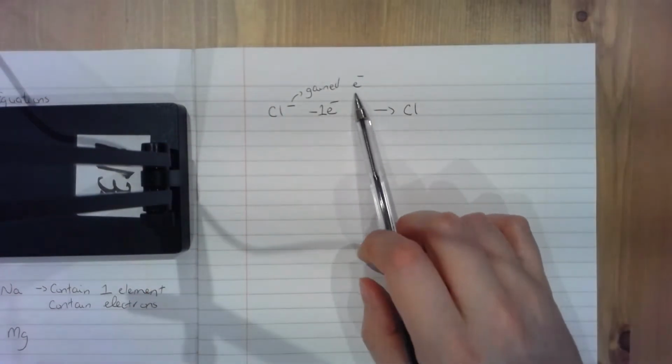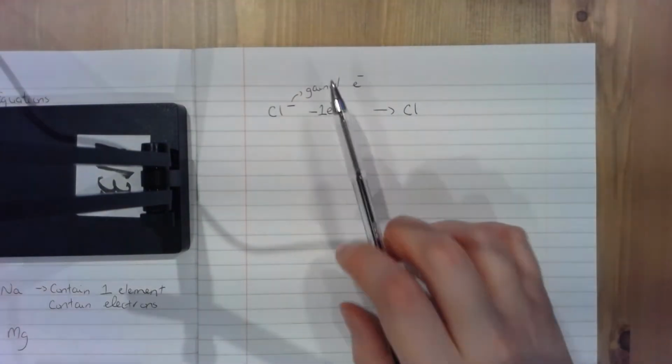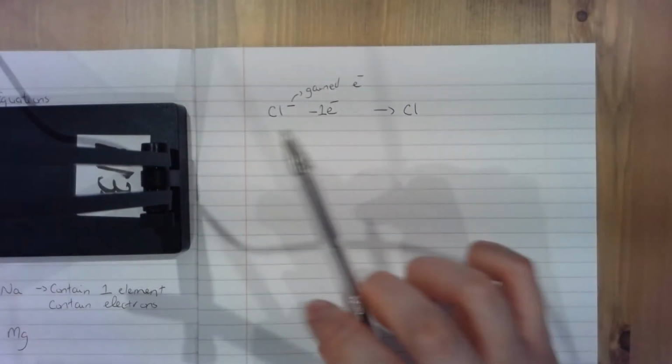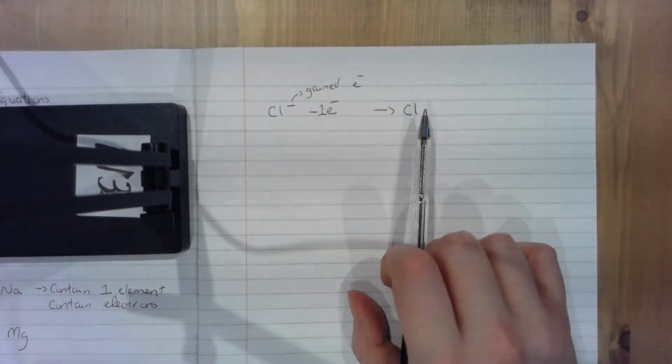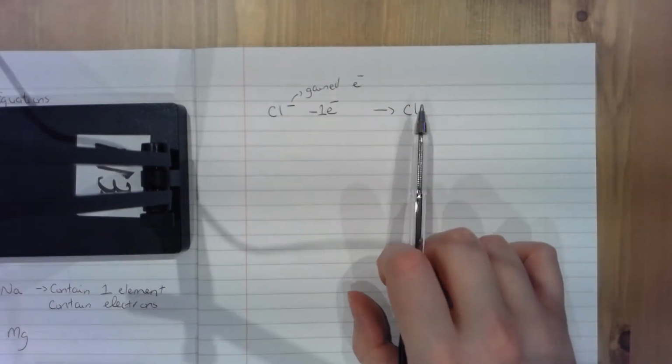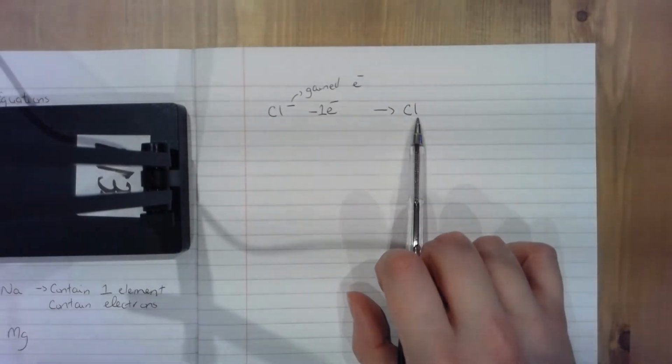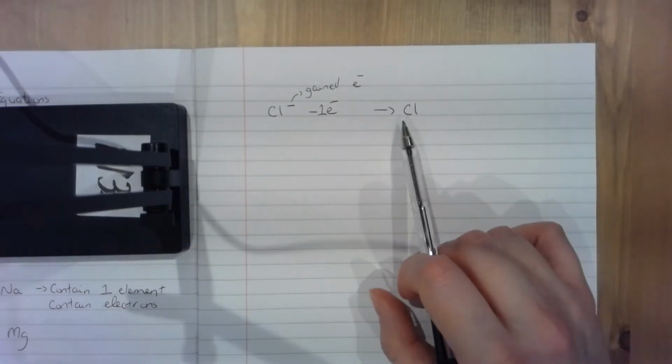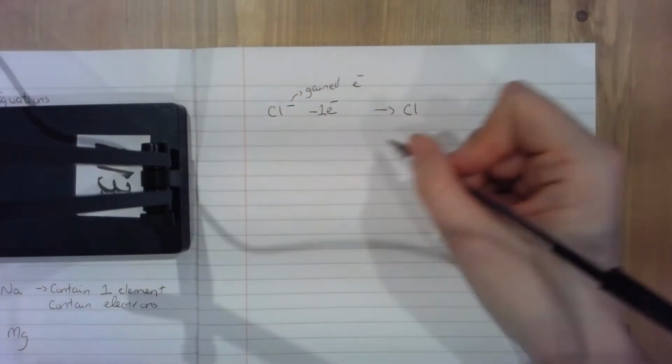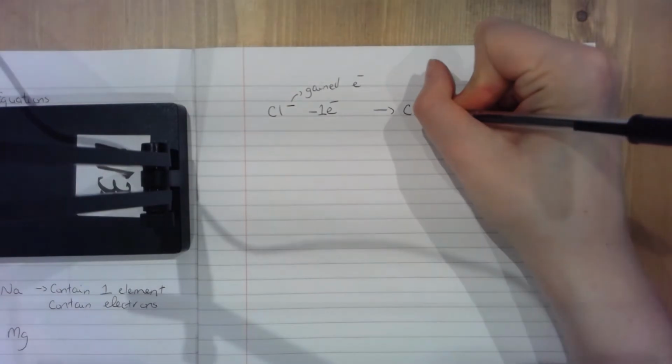The slightly harder thing about these equations, okay, is chlorine never forms single atoms. Okay, chlorine always exists as Cl2. They don't exist as individual chlorine atoms. So instead of forming Cl, I'm going to form Cl2.